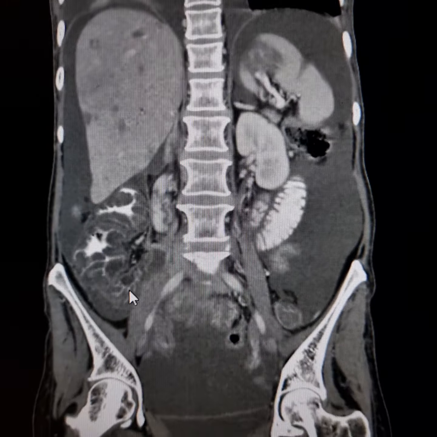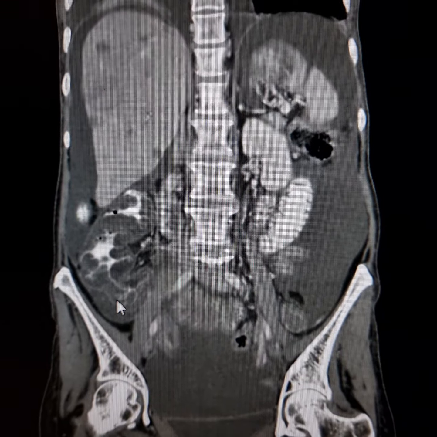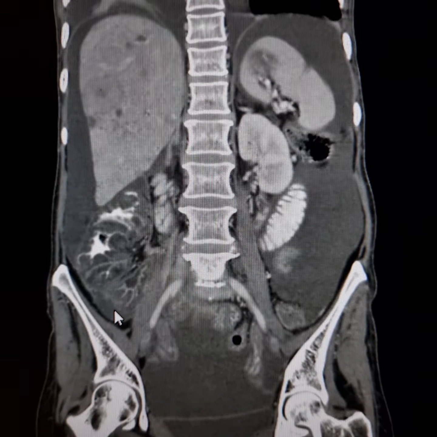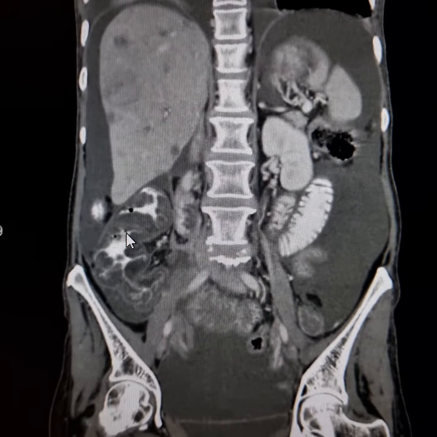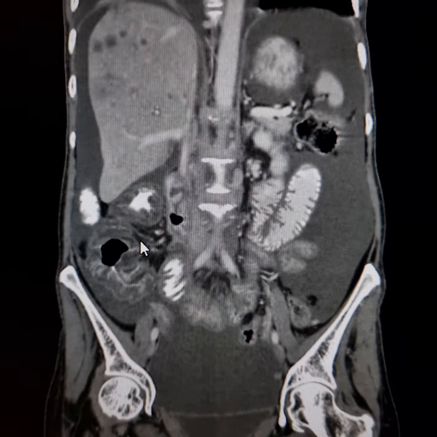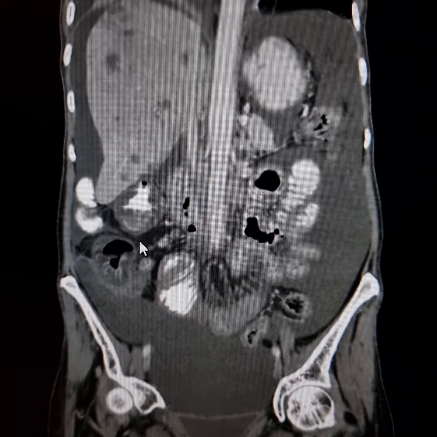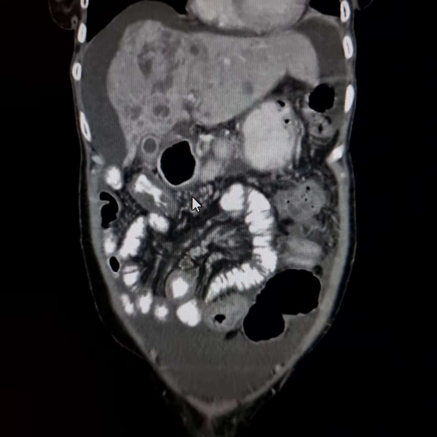Now this is the cecum here. Please see the wall thickening, mucosal enhancement, typical features of colonic ischemia. This is the right half of the transverse colon.